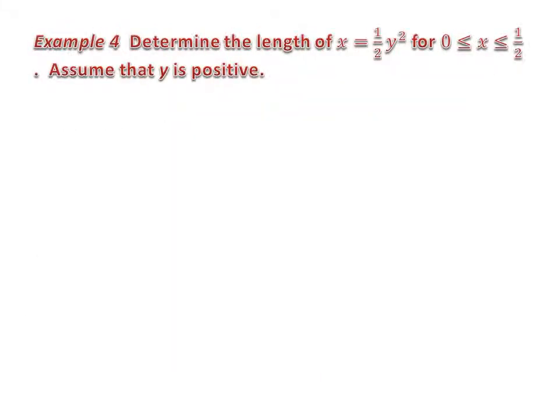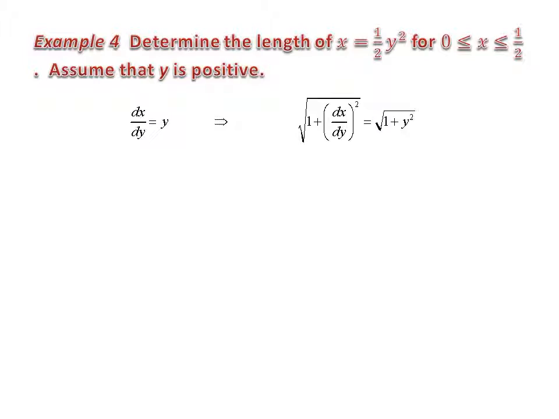Last, we are going to try the last example, which is the hardest example, example 4. Determine the length of x equal to 1/2 y squared for the interval of x from 0 to 1/2. Assume that y is positive. We will use the second L for this one, as the function is already in the correct form for that one. Also, the other L would again lead to a particularly difficult integral.